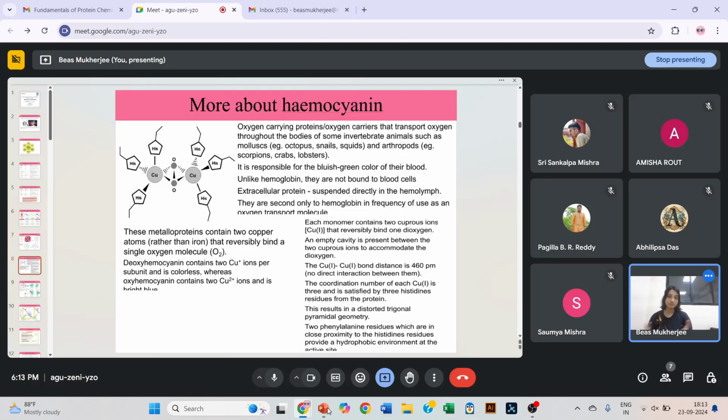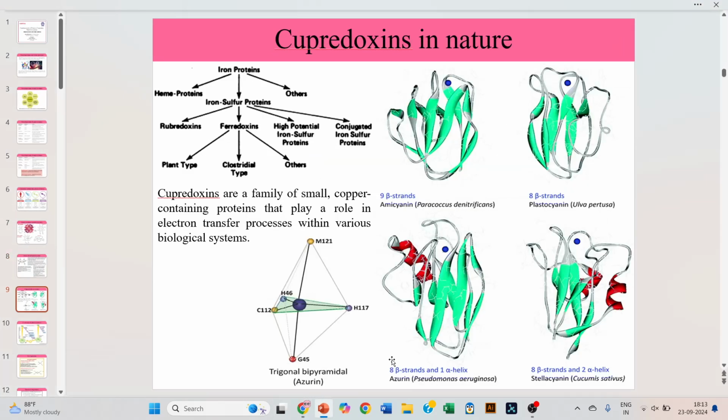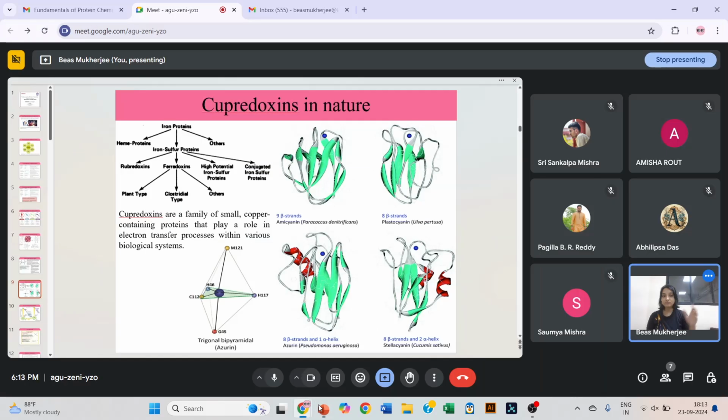And this is majorly seen in, as you have seen already, octopus, snails, squids, etc., and also arthropods. Now we will look at some other metalloproteins. The majority of these are found in plants. Iron containing proteins are there, which are mostly heme proteins. There are also others, and there come the iron sulfur proteins. Iron sulfur proteins, if you remember, are very active in our mitochondria for the electron transport chain, as a part of the electron transport chain.